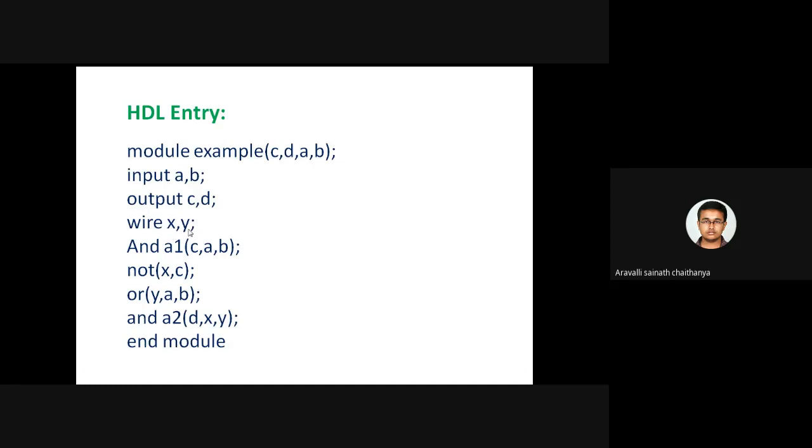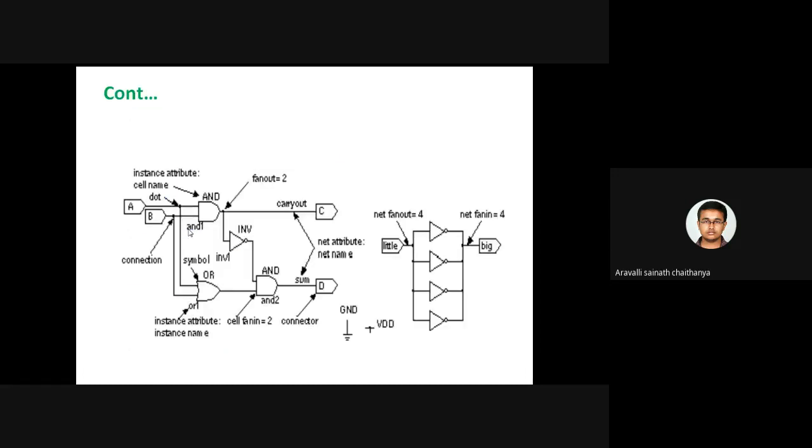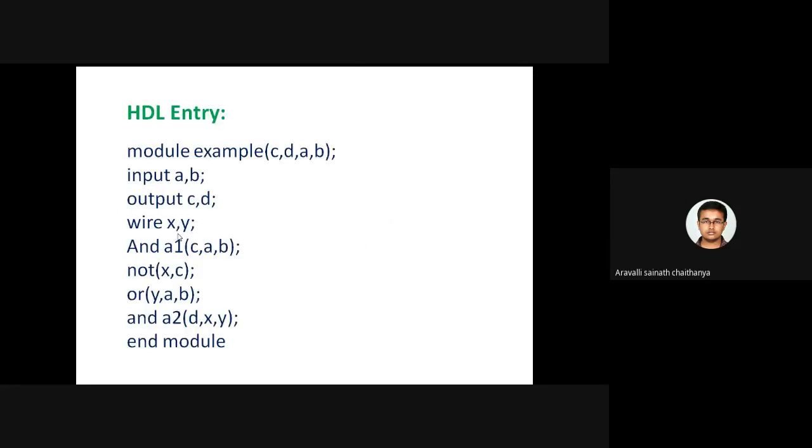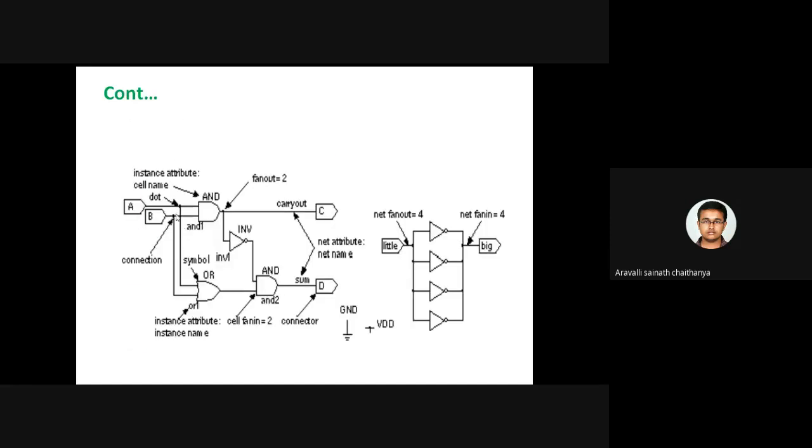Why did he use it? Let me check. Wire X comma Y. So this is the one. Okay, he taken directly. Right. So wire X comma Y. And so here, how many AND gates am I using in my design?